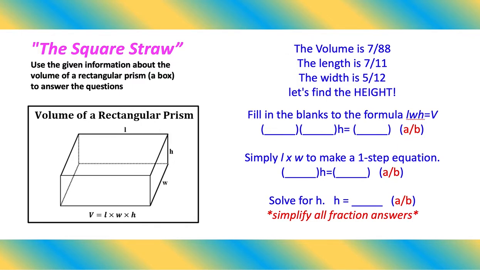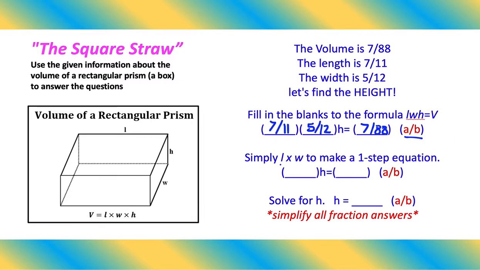Okay, so basically this first one, we're setting it up here. So let's drop in the length. The length is 7/11. So drop it in there just like that. Here's the fraction form, numerator slash denominator. The width is 5/12. So drop in 5/12 right there. And then the volume is 7/88. There we go. Okay, so the first part's pretty easy. You just drop in the information in the right place.